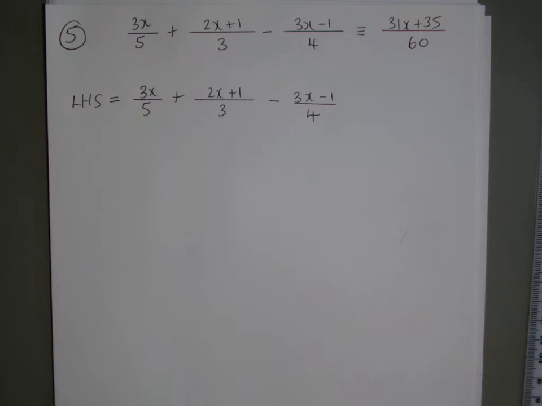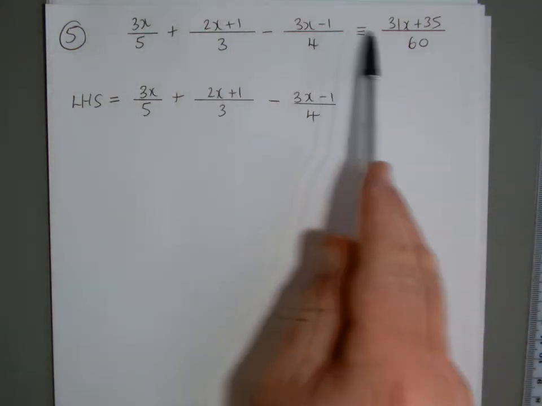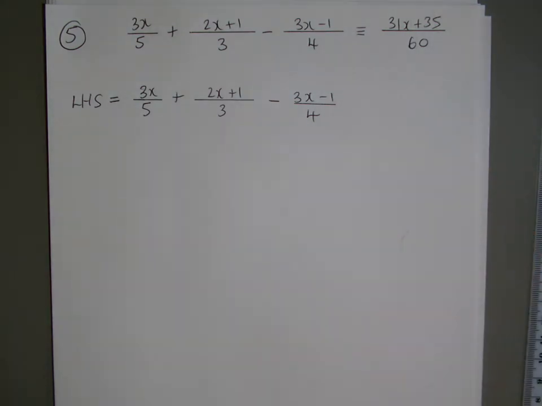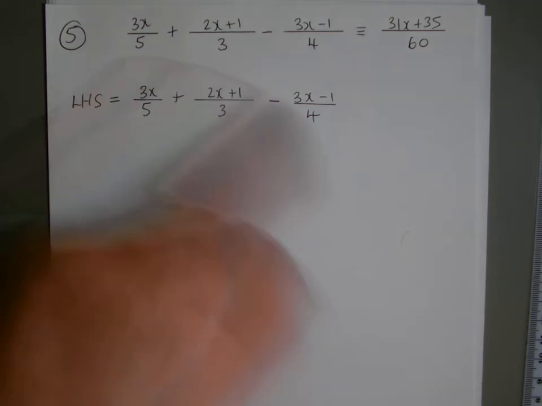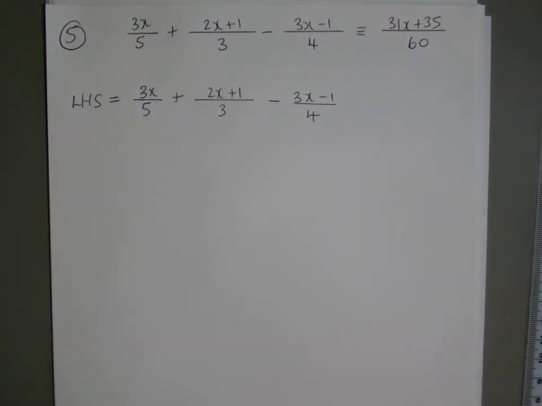Okay, so here we've got another statement involving fractions. We've got these partial fractions here, and it's saying that it's identical to a single fraction here, and we've got to prove that. The way to do that, of course, is to look at the left-hand side and see if we can put these fractions together to create that right-hand fraction.